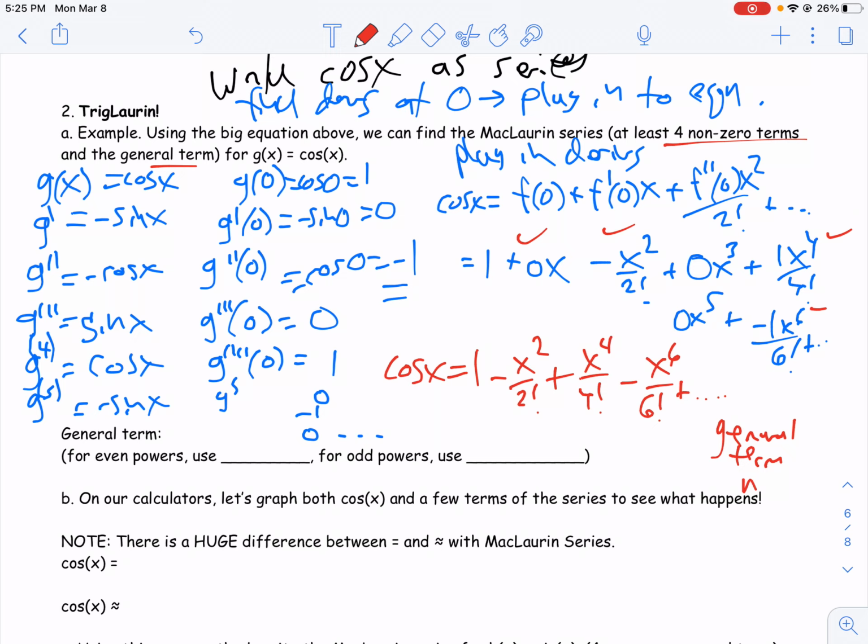It goes plus, minus, plus, minus. So because it's alternating, we're going to have a negative 1 to the n. Okay. And then let's see, what else do we recognize? Well, it's only the even power terms, right? We have x squared, x to the 4, x to the 6.